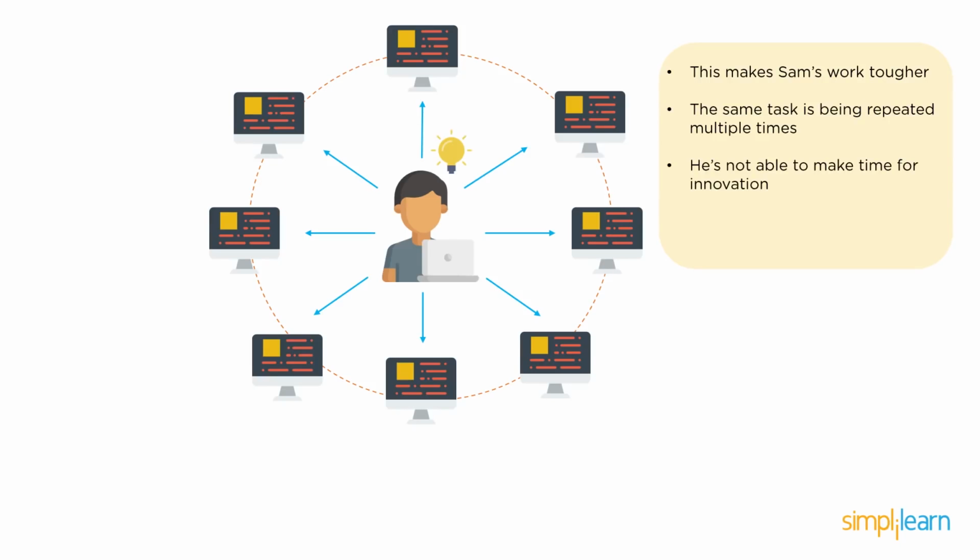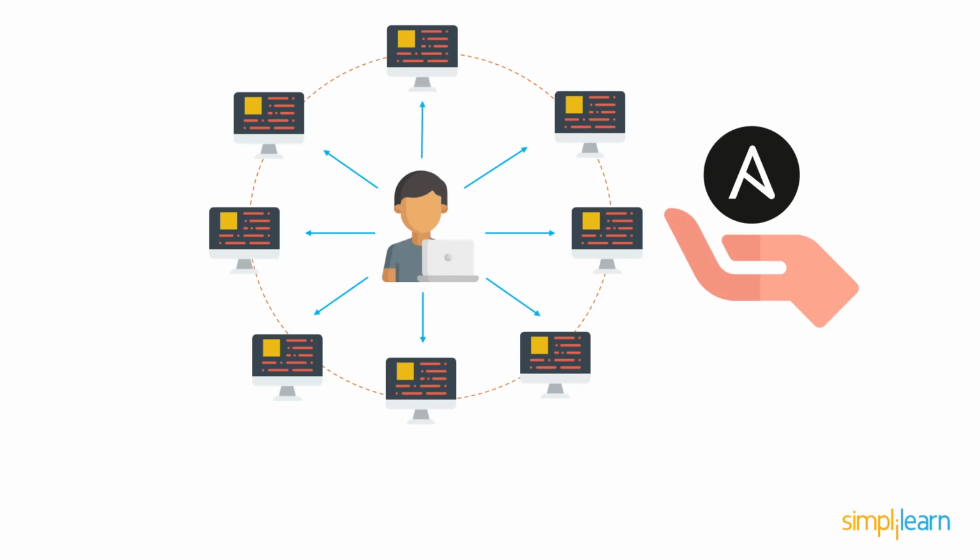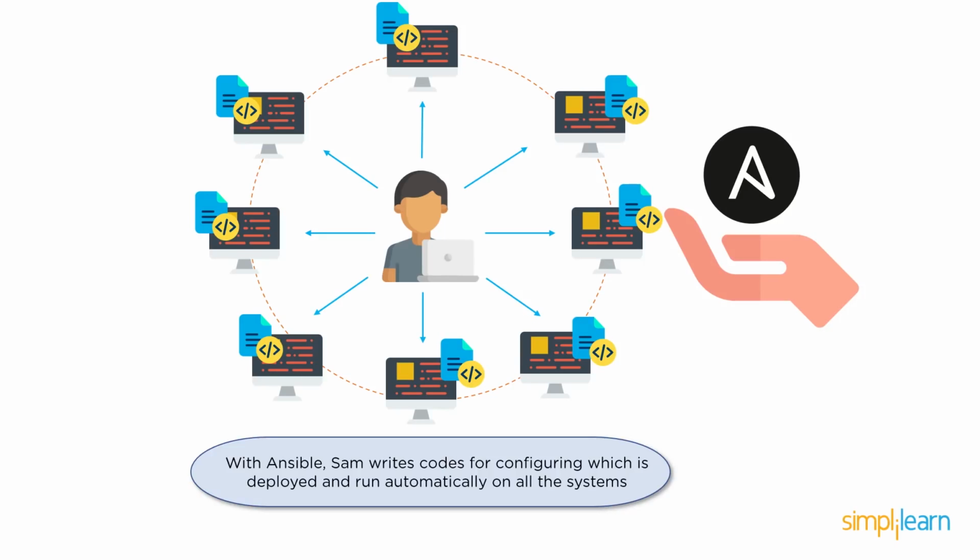Not just that, repeating the same task leaves no space for innovation. And without any ideas or innovation, how does the system grow? And the worst of it all is manual labor is prone to errors. So what does Sam do? Well, here is where Ansible comes in use. With Ansible, Sam can write simple codes that are deployed onto all the systems and configure them to the correct states.